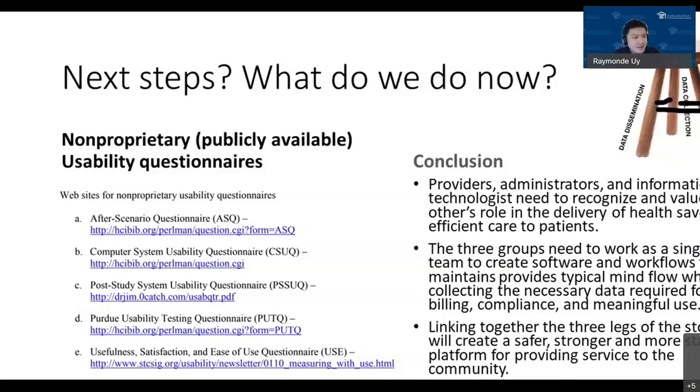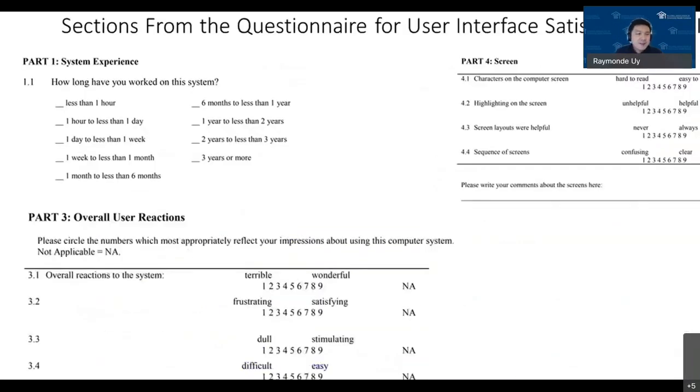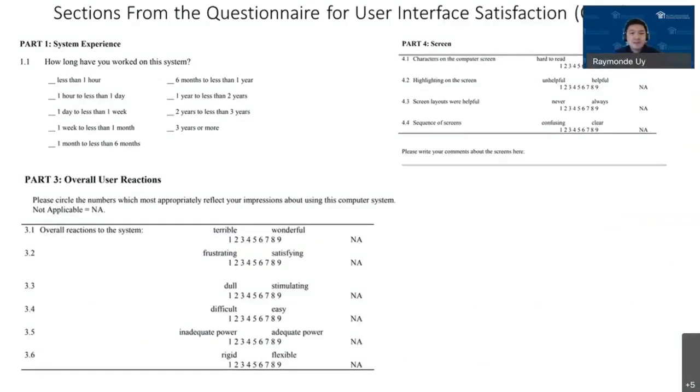If I could get the control over the slide. There you go. These are sections from the QUIS, the Questionnaire for User Interface Satisfaction.